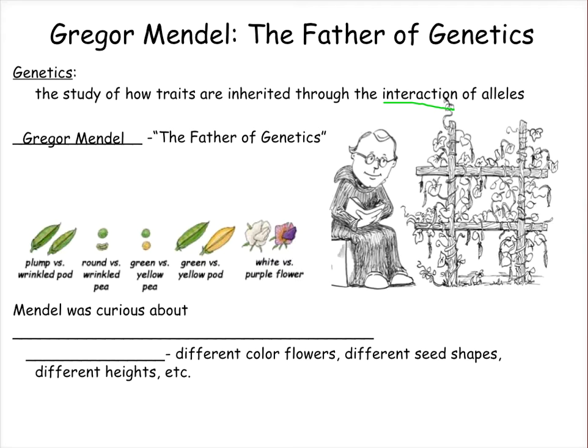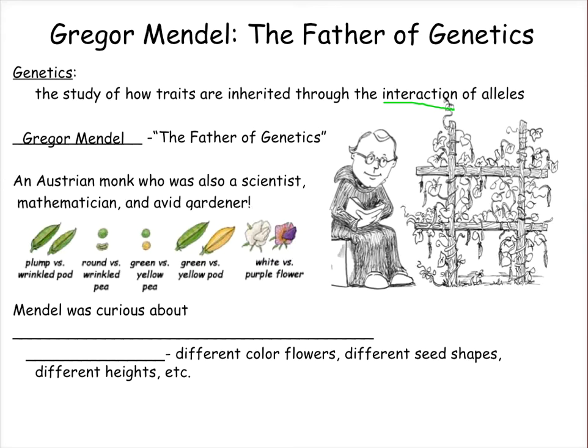So, who was Gregor Mendel? Mendel was an Austrian monk who was also a scientist, mathematician, and an avid gardener. Since he spent a lot of time in the garden, and because he was an observant person, he started to notice that the plants that he took care of, even if they were the same species, could have a surprisingly wide variety of traits.